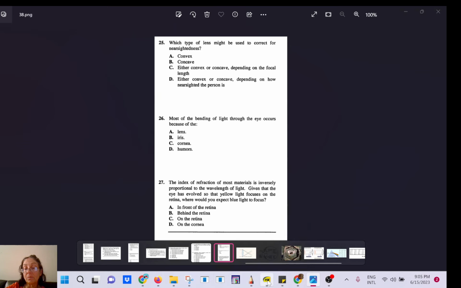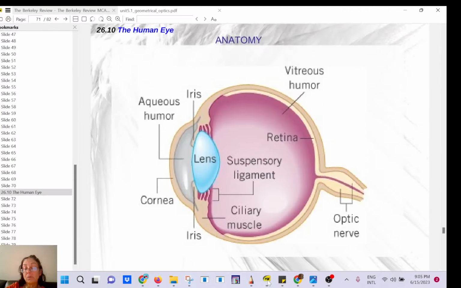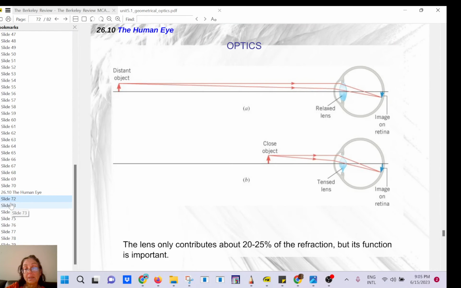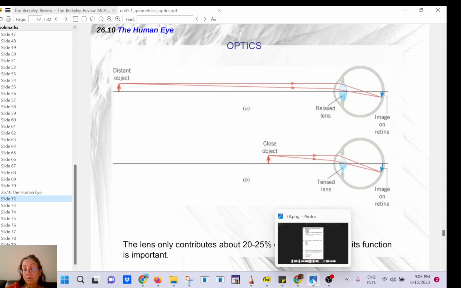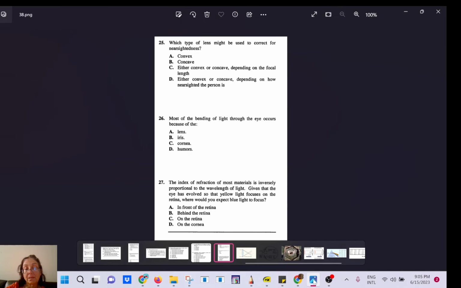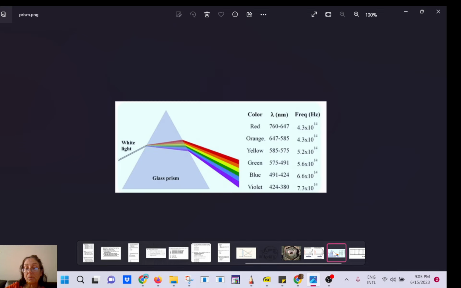So if it's refracted the most, it means that the image will be in front of the retina, right? Because if it's refracted more, blue is going to be here and yellow is going to be there. So the answer is in front of the retina. That will be answer A. Remember, blue or violet, with an even smaller wavelength, will refract the most because the index of refraction is the largest.